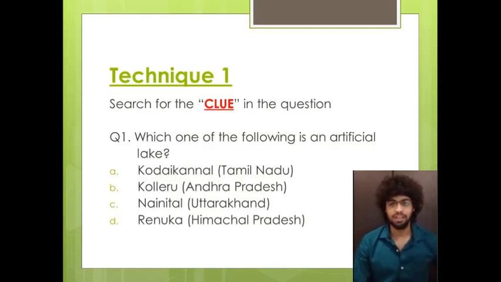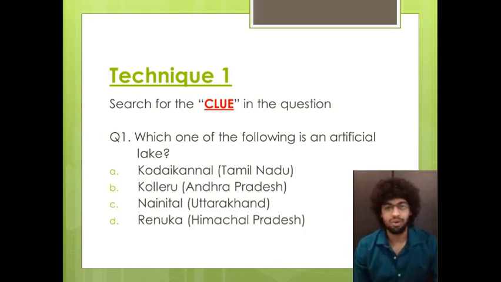The first technique is to hunt for the clue in the question. Let me explain this thing with a small example. Which one of the following is an artificial lake? This question I guess was asked in the 2018 or 2019 paper. Consider the four options: Kodaikanal, Kolleru, Nainital and Renuka.